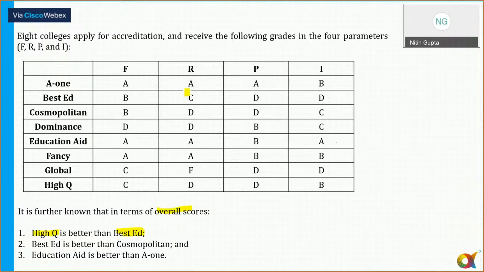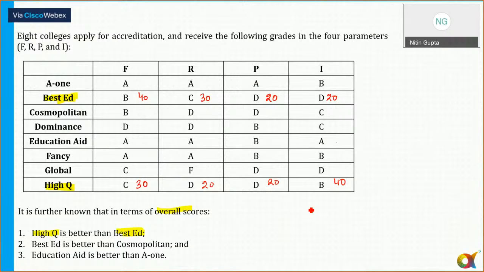So let me concentrate on High Q and the best aid. High Q, and this is the best aid here. So B means how many points? That is 40 points. C means 30 points. And for D, the total number of points is 20. In High Q, C is equal to 30 points, and D is equal to 20. B is equal to 40.